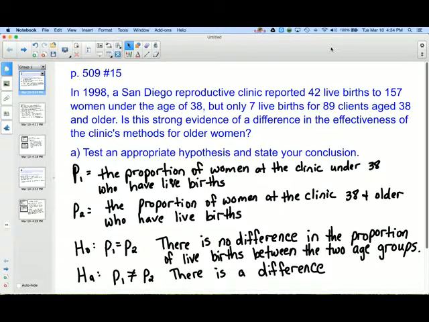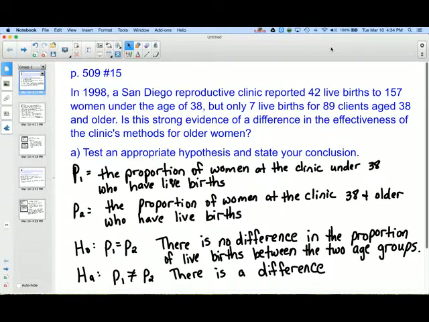So this problem says in 1998, a San Diego reproductive clinic reported 42 live births to 157 women under the age of 38, but only 7 live births for 89 clients aged 38 and older. Is this strong evidence of a difference in the effectiveness of the clinic's methods for older women? Test an appropriate hypotheses and state your conclusion.